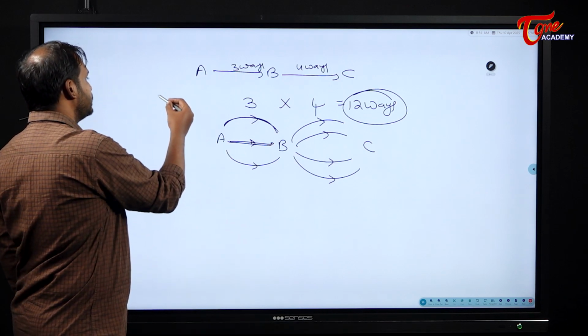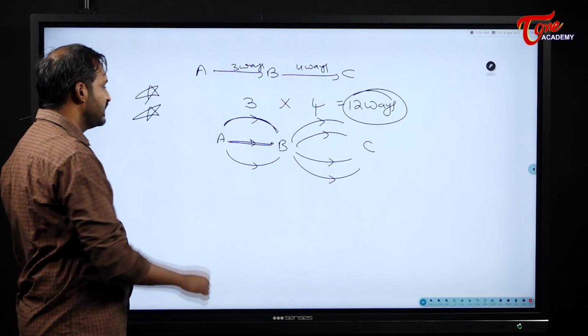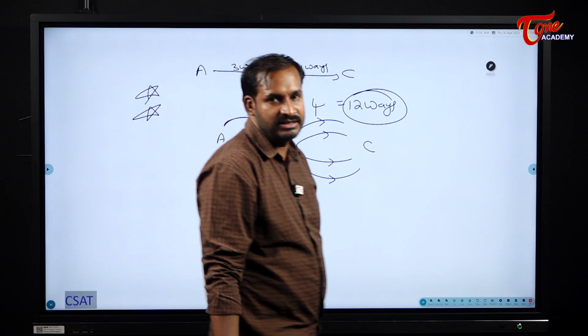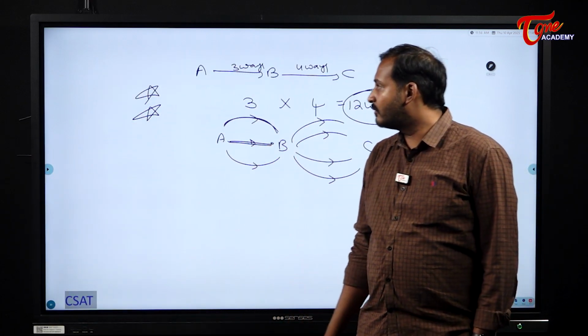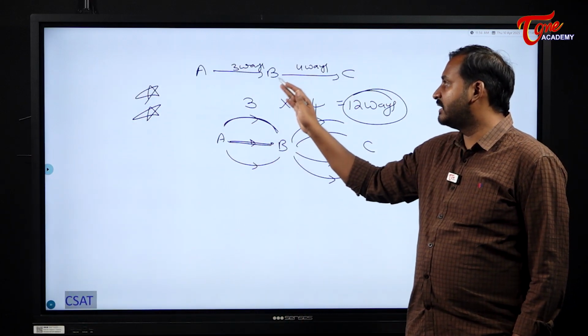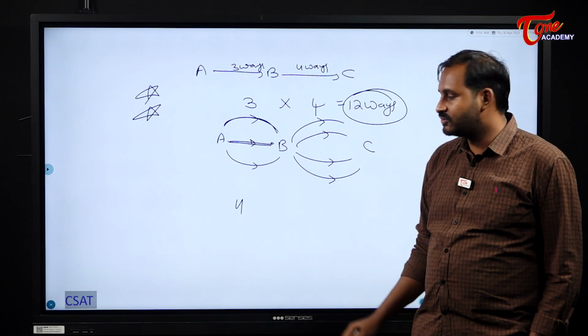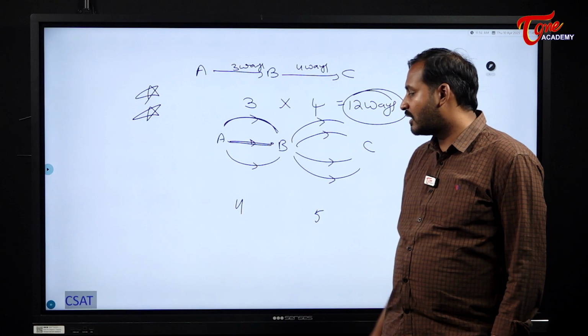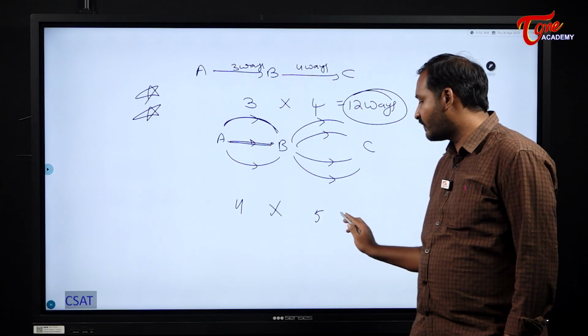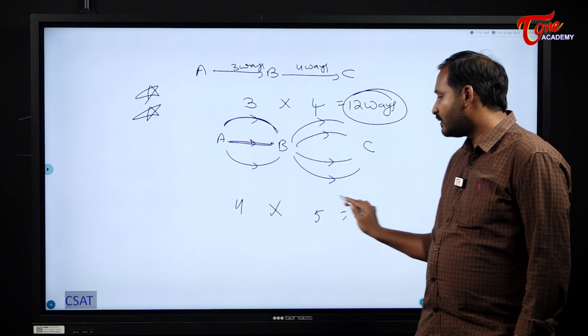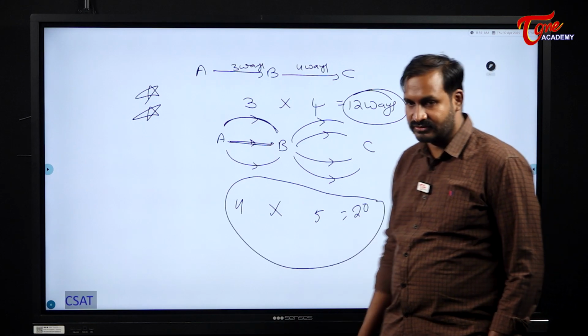This question was asked in 2 continuous years. In the last year and the year before last, they asked this question. So please be careful. For example, if from A to B I have 4 chances and B to C I have 5 chances, then overall ways to go from A to C is 4 fives, 20. Like this you need to write the answer, students.